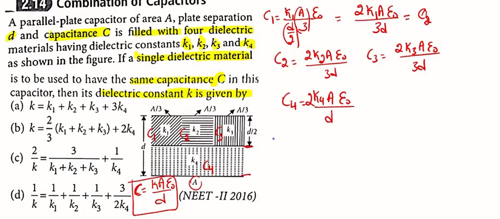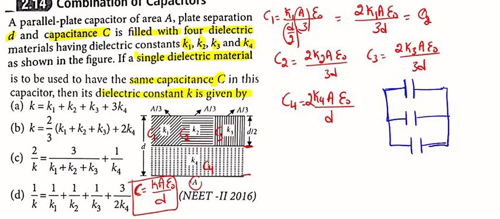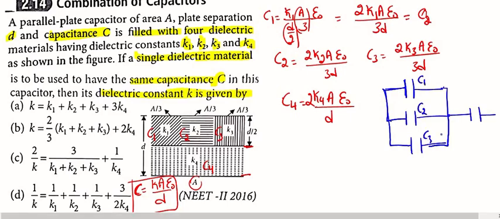Now C1, C2, C3. What is the connection here? This becomes C1, this becomes C2, and this becomes C3. These are connected in parallel. That parallel combination is connected in series with C4.